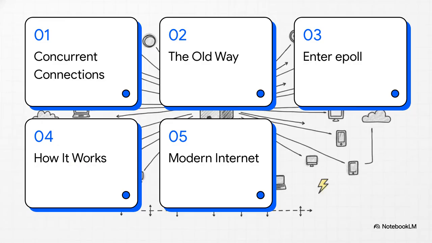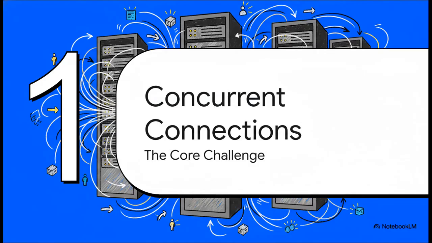So here's how we're going to break it down. First, we'll talk about the big problem, concurrent connections. Then we'll look at the old, kind of clunky way people used to solve it. After that, we'll meet the hero of our story, epoll, and see why it was such a revolution. We'll peek under the hood at how it works, and finally, we'll see how it's powering basically everything you use online.